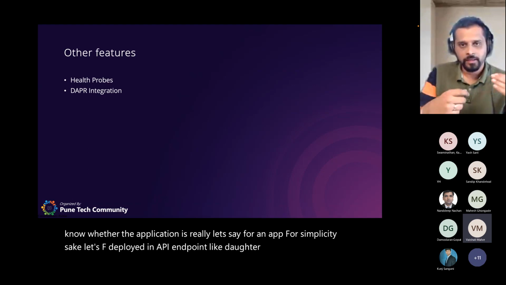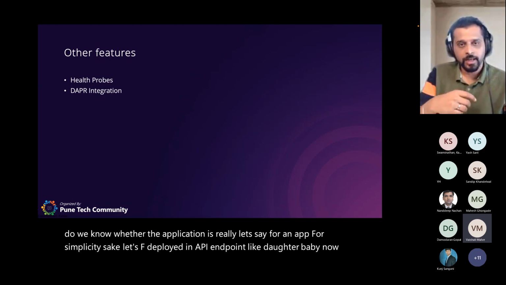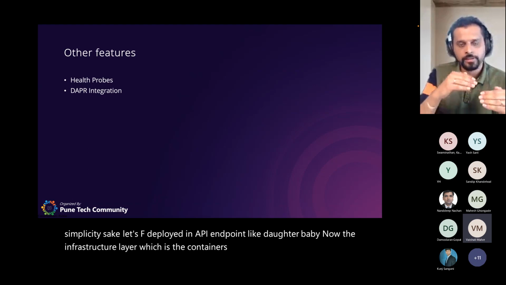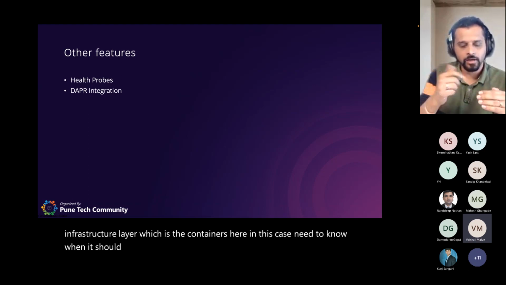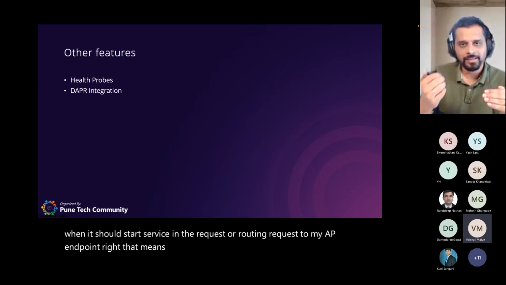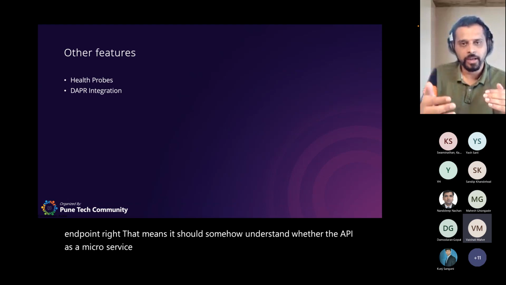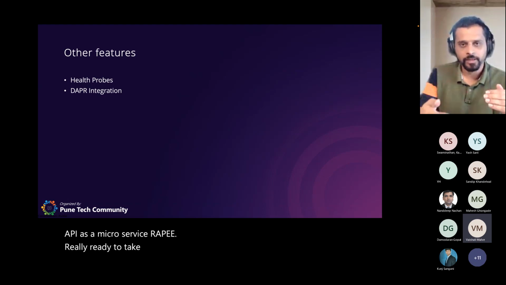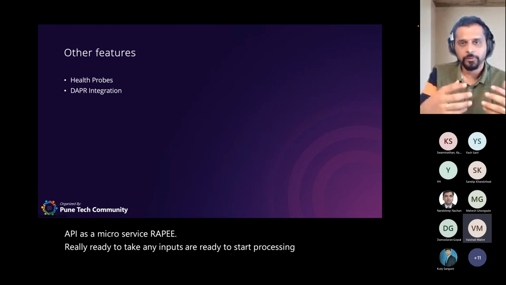Now, the infrastructure layer, which is the container apps in this case, needs to know when it should start servicing the request, or routing the request, to my API endpoint. That means it should somehow understand whether the API, as a microservice, is really ready to take any inputs or start processing any requests. For that, we use something called health probes.